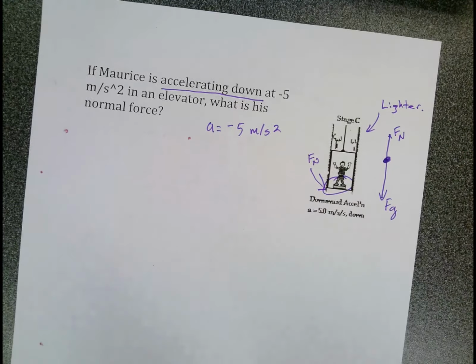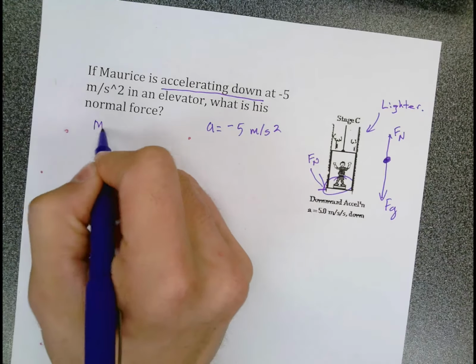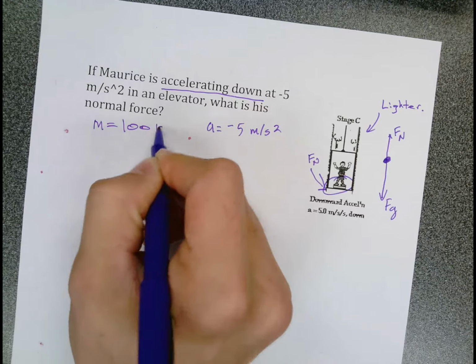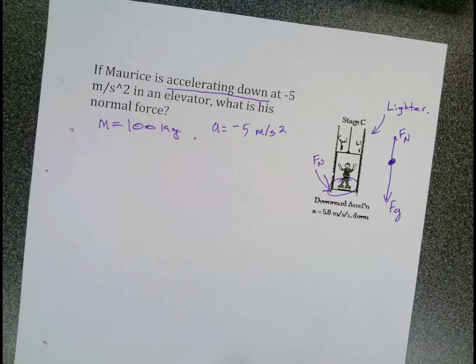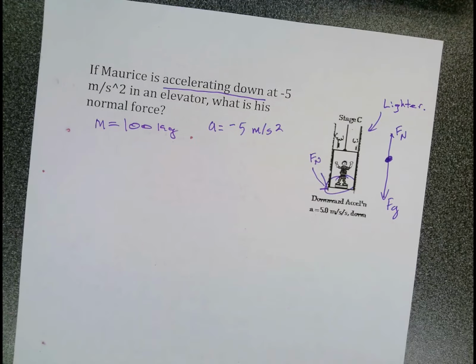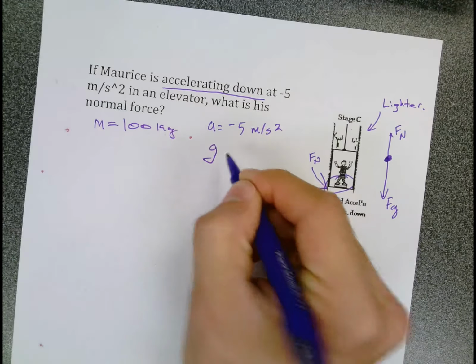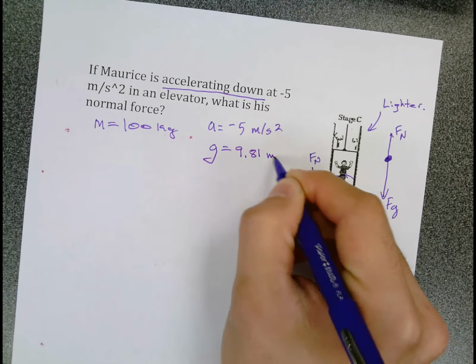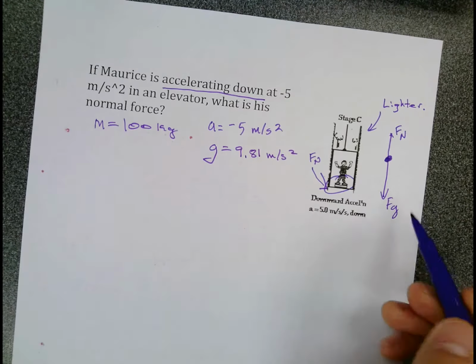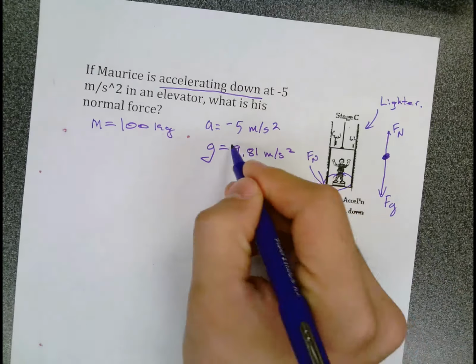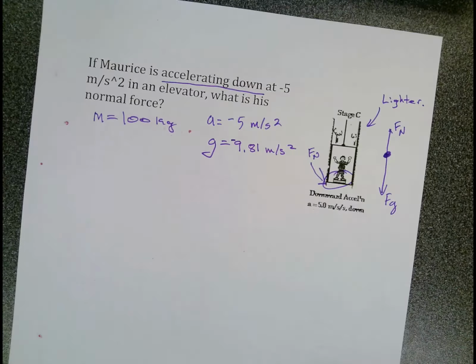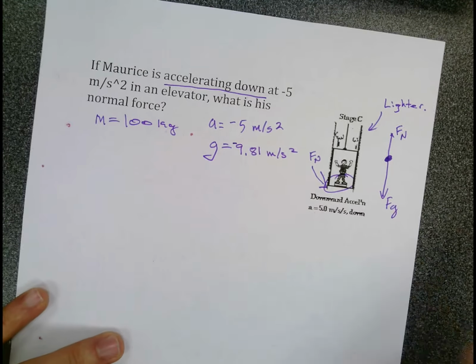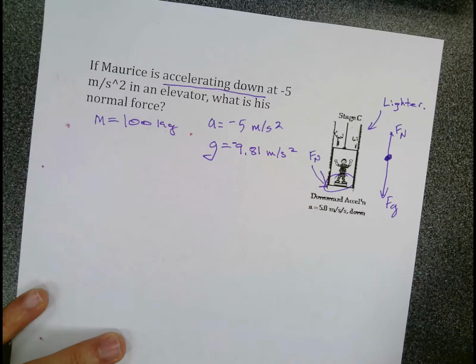We'll go back to saying that Maurice has a mass of 100 kilograms. We also know that the acceleration due to gravity is 9.81 meters per second squared. And then in this case, the force of gravity is negative. It's pointed down, so we can have a negative 9.81 meters per second squared. This is pretty much all of the givens that we will need.